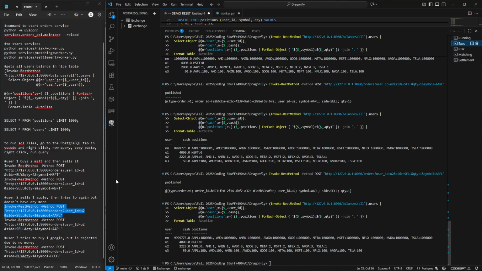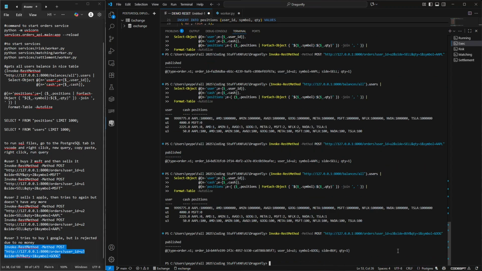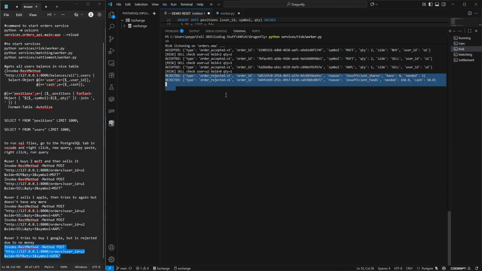and didn't pass through to the settlement service because it was not a valid order. So now we are going to just show that if we are user three and we try to buy Google, user three only has $50. So they don't have enough to buy Google stock. So we send the order in and we see that that also gets rejected.